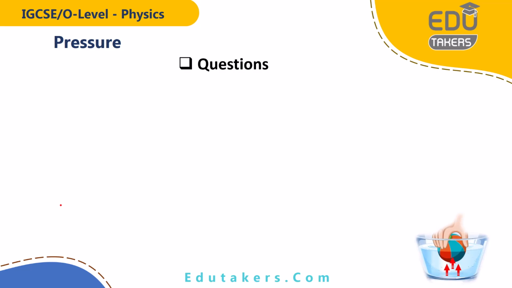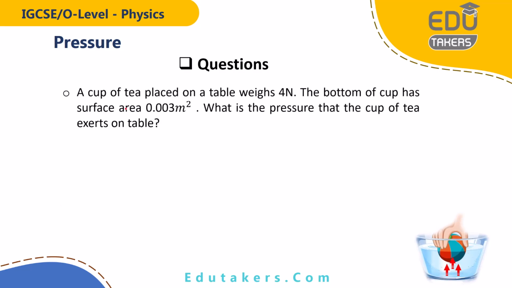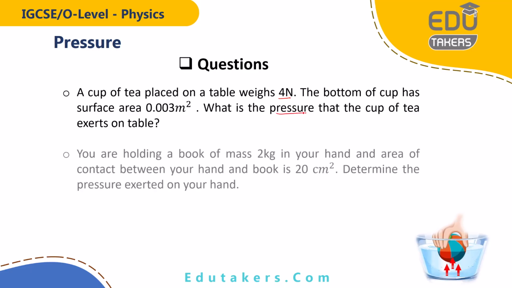Here are some questions for your practice. You need to solve these questions. Here is question 1. A cup of tea placed on the table whose weight is 4 Newton. The bottom of the cup has surface area 0.003 meters square. What is the pressure that the cup of tea exerts on the table? So basically you need to find out the pressure from here.